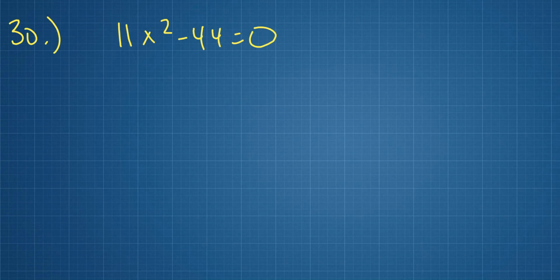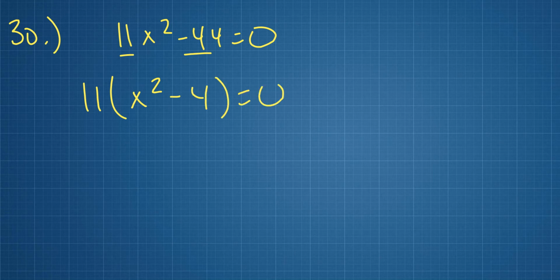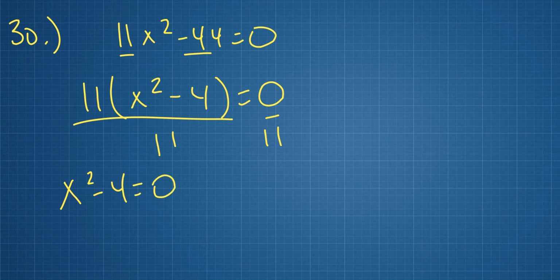So remember, 30, these both have an 11 in common. So the first thing I'm going to do is take the 11 outside the parentheses. I'm going to divide both the inside by 11. Now, since it's a solved problem, I'm allowed to do this. I'm just doing that to kind of clean it up. It gets rid of the 11 inside the parentheses, so I get x squared minus 4 equals 0.